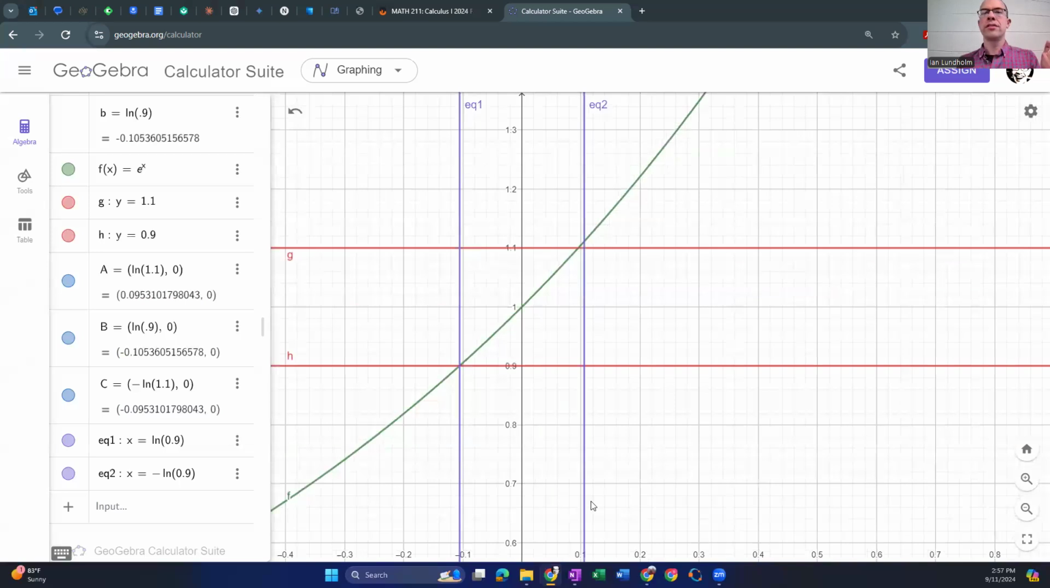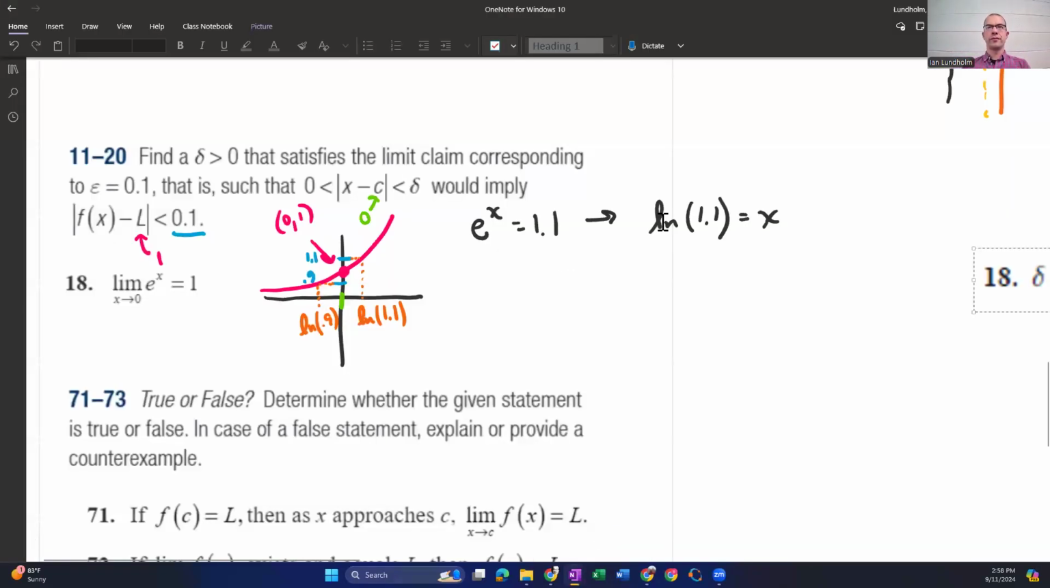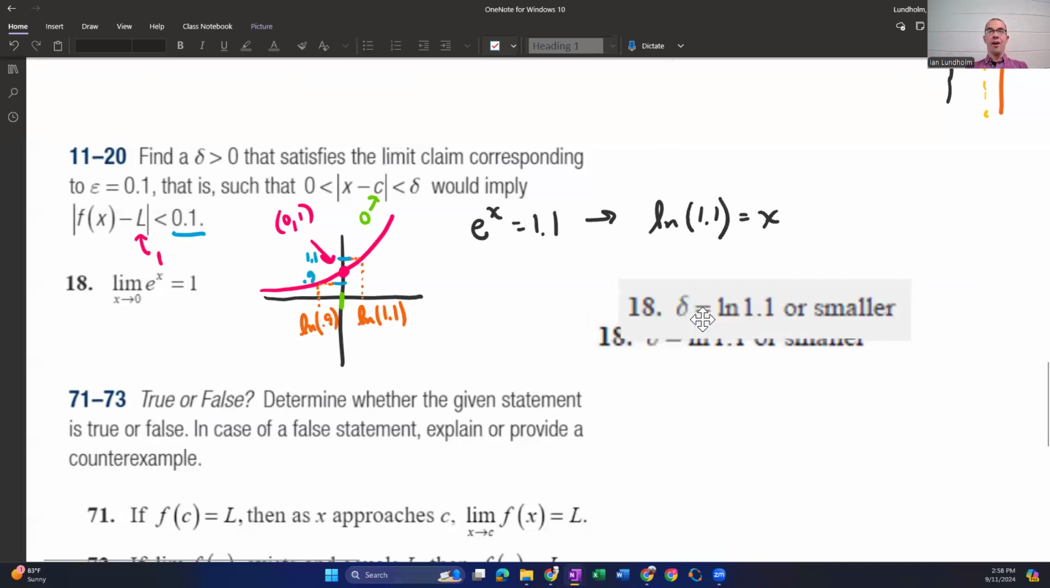Okay, so long story short, we pick natural log of 1.1 as our choice of delta. I can bring this back in. Or technically, if you picked any number that was smaller than the natural log of 1.1, that would be cool too, and that would satisfy this given limit claim. Okay.